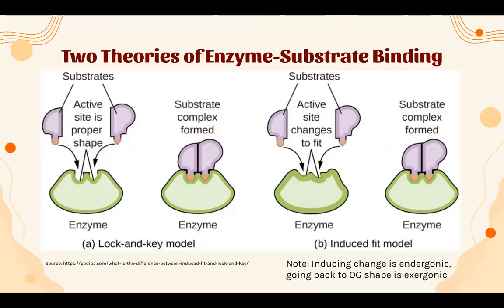Inducing this change in an enzyme is endergonic, whereas going back to the original shape is exergonic. You could think of this as like squeezing an object. When your hand squeezes an object, that requires energy. That inducing a change in that object is endergonic, whereas when you release the object back to its original shape, this is an exergonic process because it does not require additional energy input. That's just one funny way to think of it.